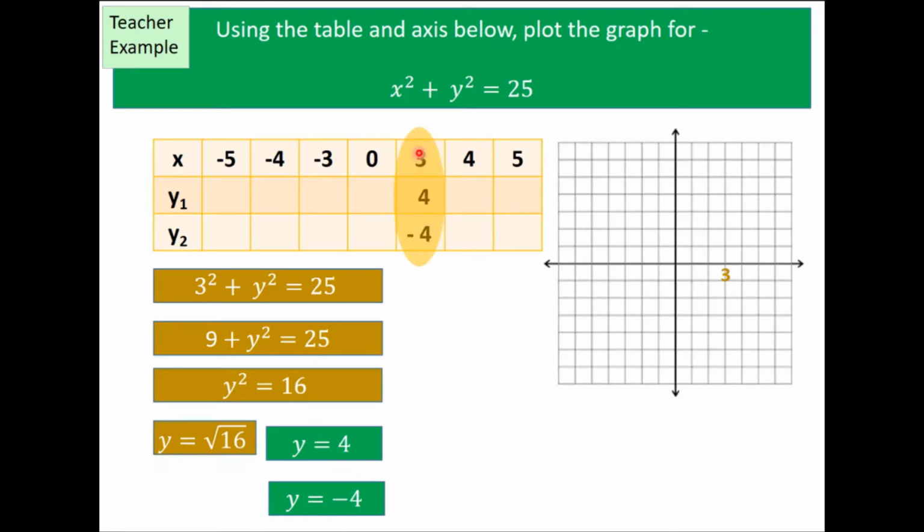From this, what we need to note is that there are two y values for every x value here, because when you're square rooting, you'll end up with two. So when you plot this out, you'll get one positive value there, one negative.